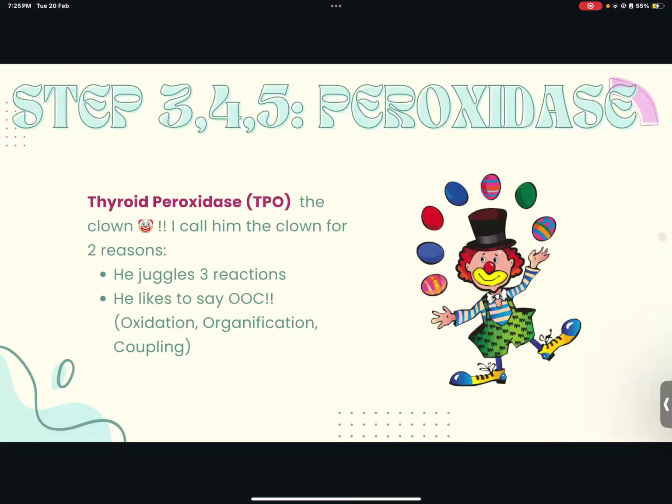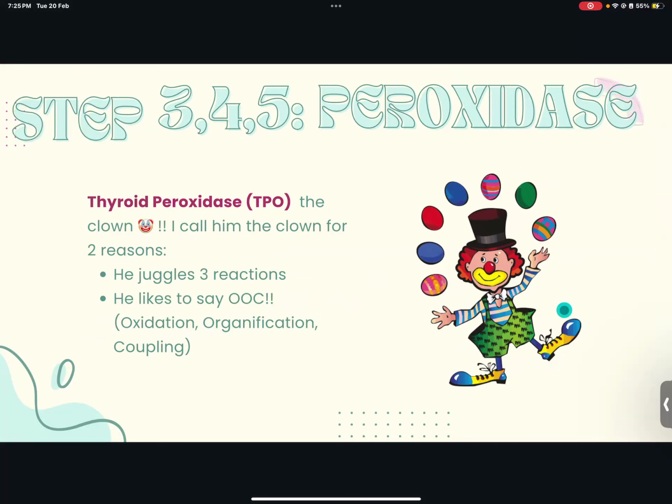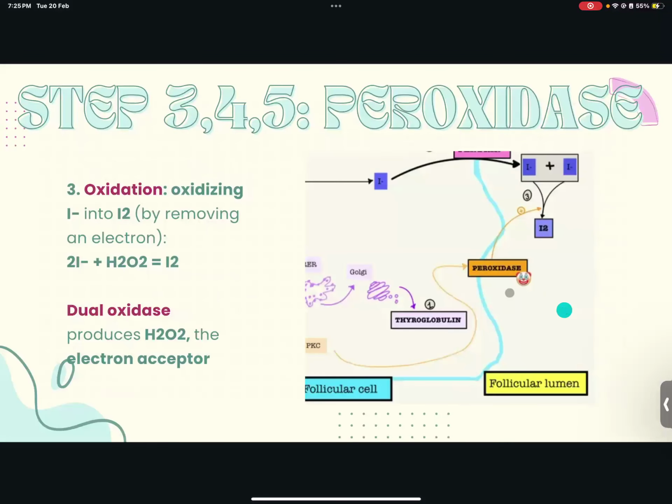Next, we have steps 3, 4, and 5, which are done by peroxidase and our cute little clownzyme. I call him the clown for 2 reasons. Basically, this clownzyme juggles 3 reactions, and he likes to say ook. So the 3 reactions are basically ook: oxidation, organification, and coupling. So let's get started. Let's talk about thyroid peroxidase.